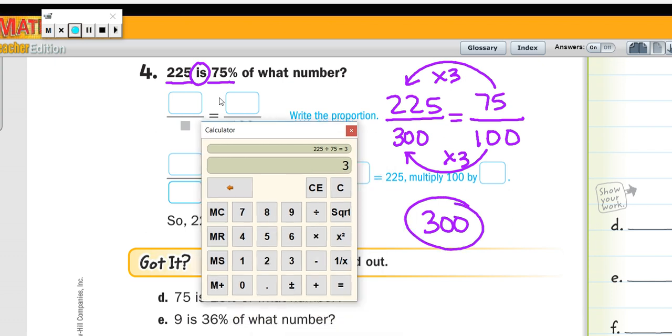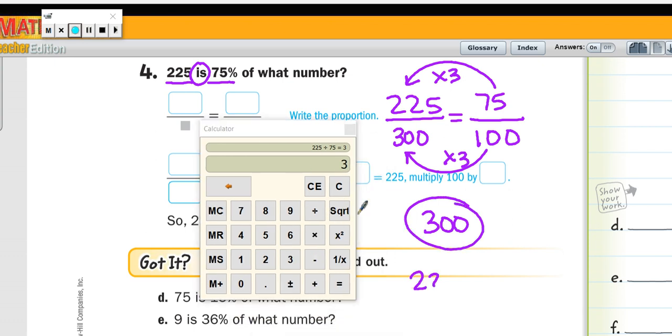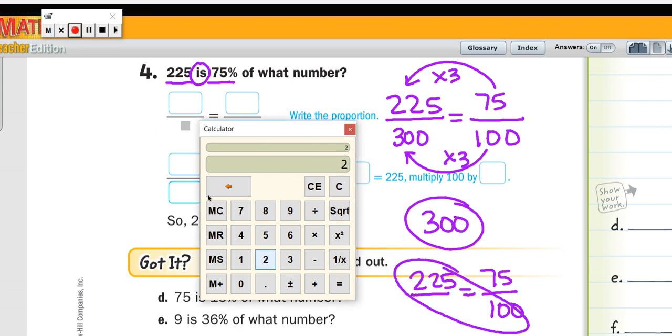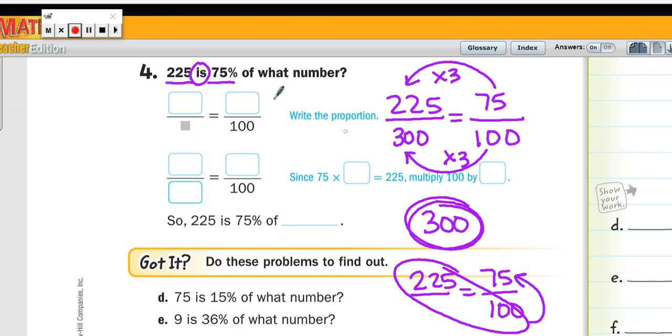If you would rather, you could solve that one using cross products and division. So I could take 225 times 100, which gives me 22,500, and divide it by the remaining 75, which would still give me this answer of 300. Either way is perfectly acceptable, but you still need to set up this proportion. This has to be in your work.